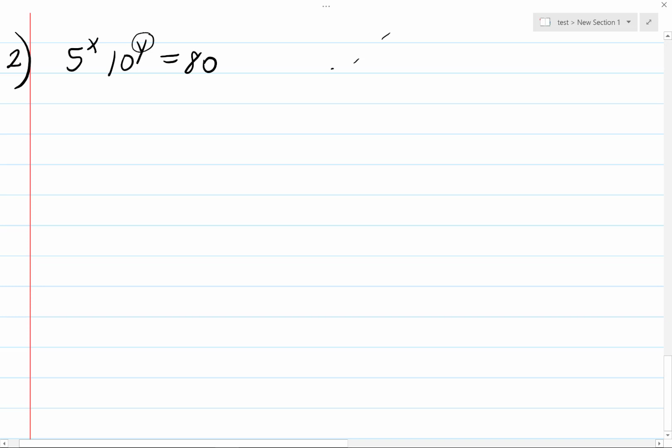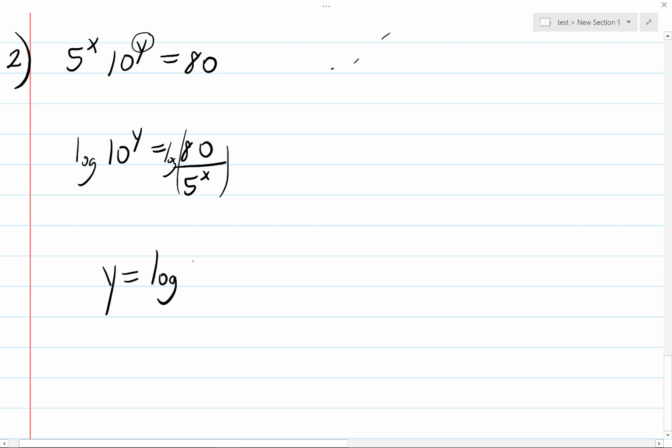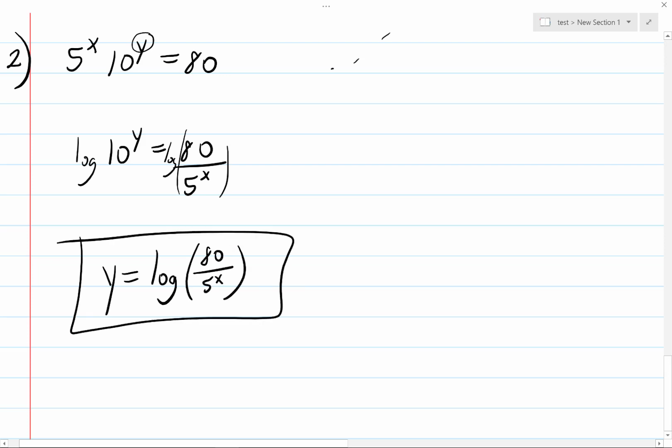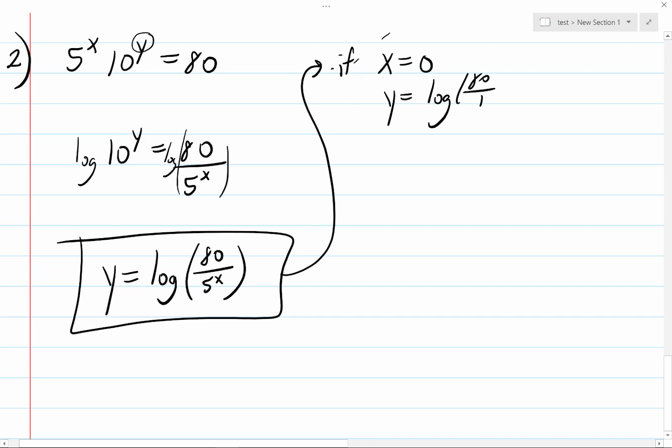So if I try to solve for y, let's say, I could just divide both sides by 5 to the x, and I can say that 10 to the y equals 80 divided by 5 to the x. And then if I take a log of both sides, the log of this side and the log of that side, then if I take a nice log base 10, it'll just knock that side out. So the y will equal the log of 80 divided by 5 to the x. And that'll generate an infinite number of solutions for you, right? So you could say, well, let's say if x were 0, the y could be the log of 80 divided by 5 to the 0, which is 1.